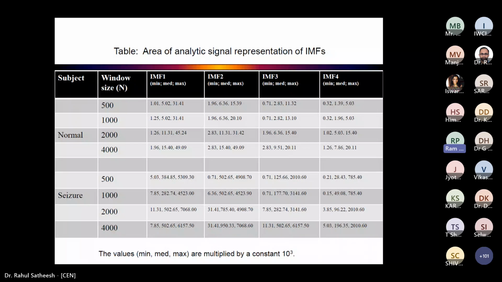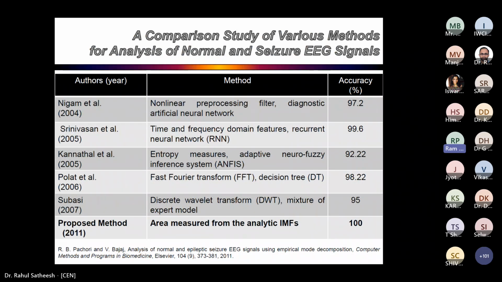There has been a lot of interest in the literature in classifying these classes using machine learning and computational intelligence techniques. Various researchers have proposed various signal processing and machine learning techniques, and in the last column on the right-hand side you can see the various classification accuracies achieved. Our proposed method is based on the area parameter, and this is a simple analysis.